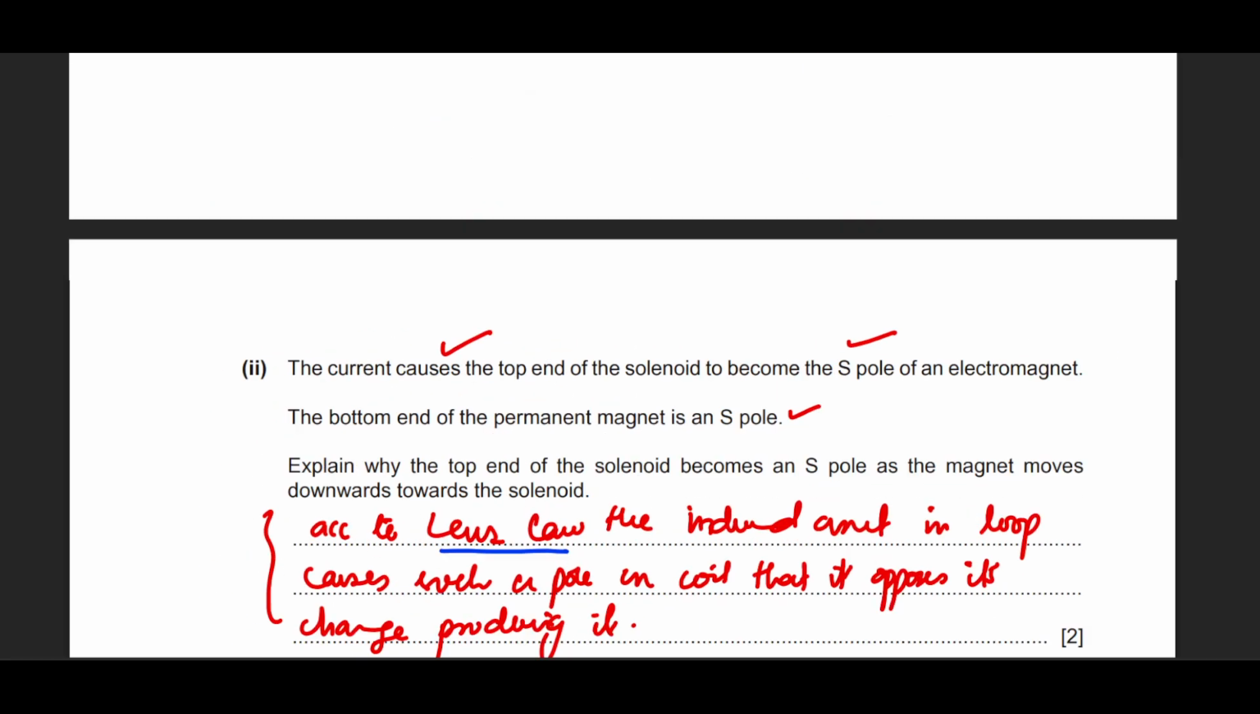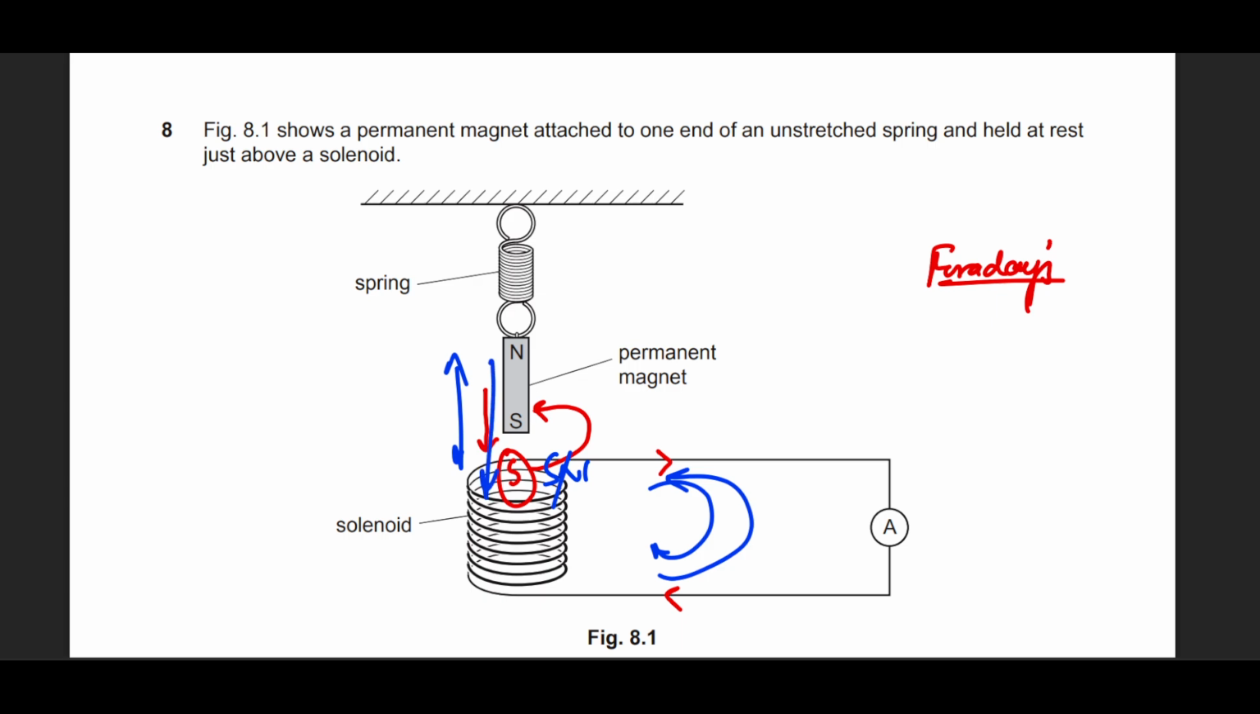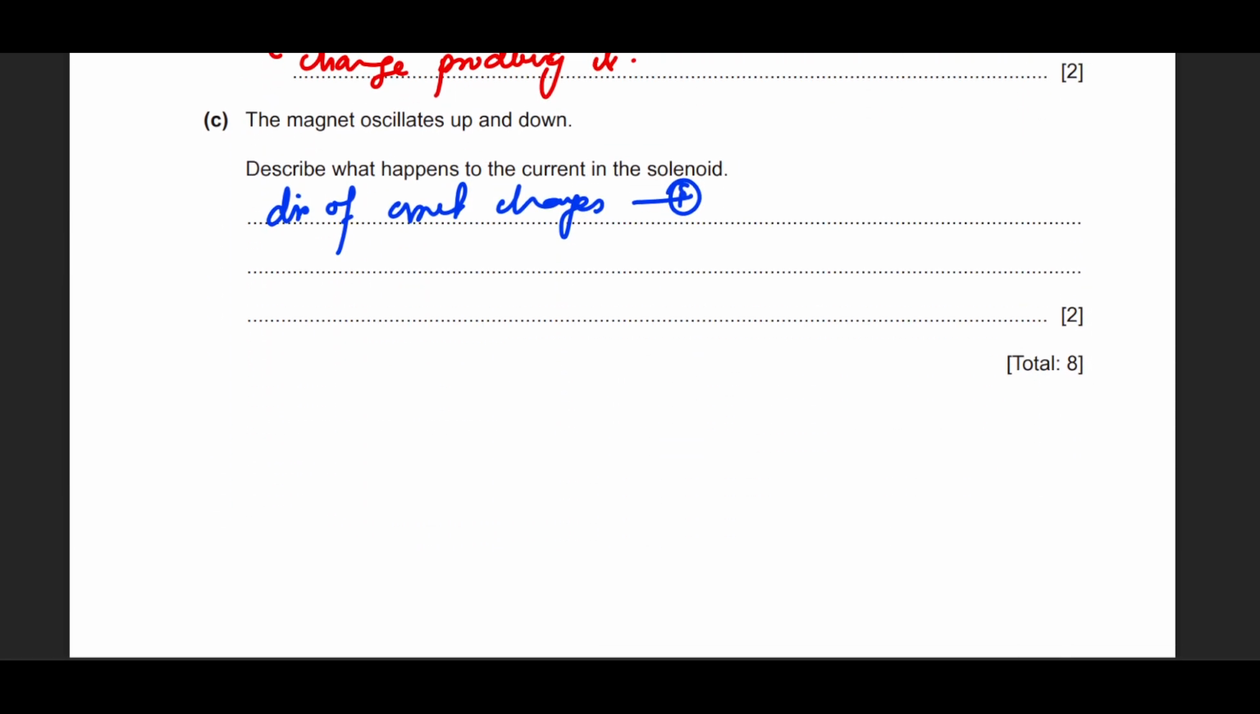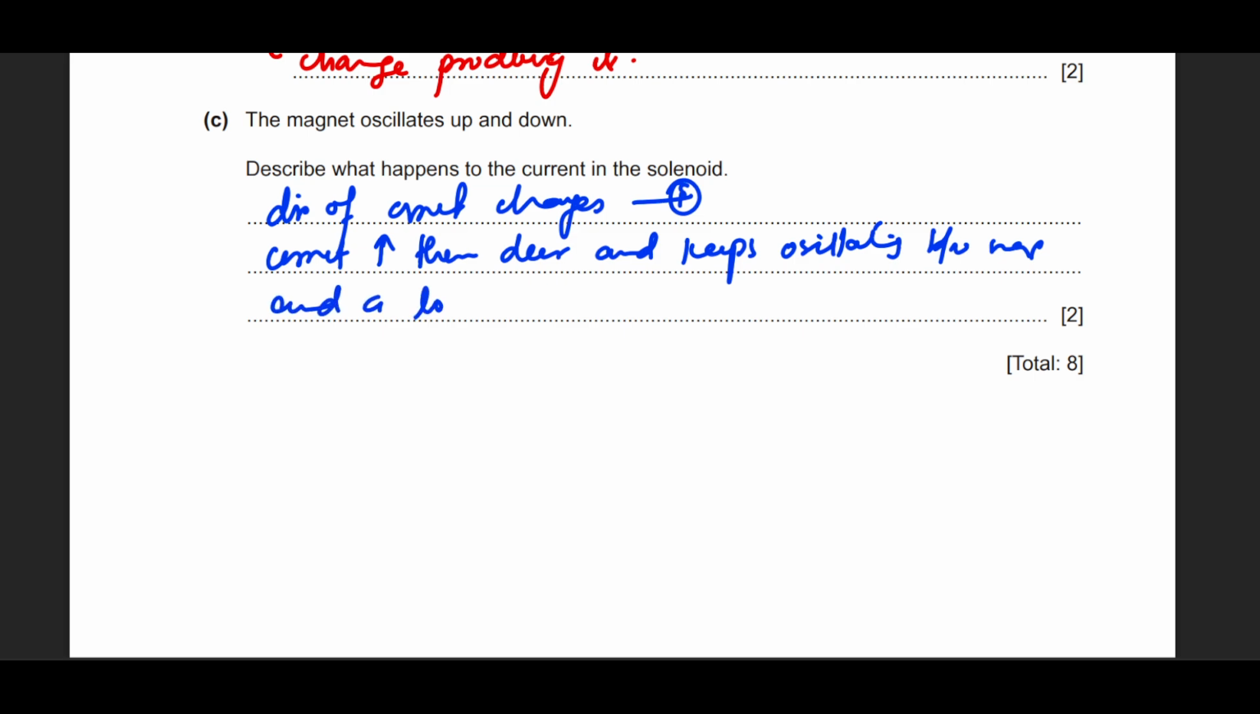And what happens to the magnitude? You see, when the magnet is moving at a very high rate of speed, slows down, stops, and then starts moving back up again. So the speed of the magnet is always changing. So at times it will be at a high rate of speed, at times it will be at a slow rate of speed, which means that the magnitude of the current is also changing. So you can mention that because we are observing this from the ammeter. So the current increases, then decreases, and keeps oscillating between a maximum value and a low value or a zero value, right?